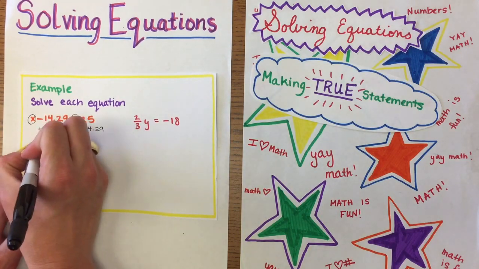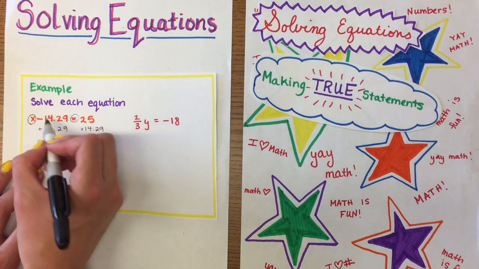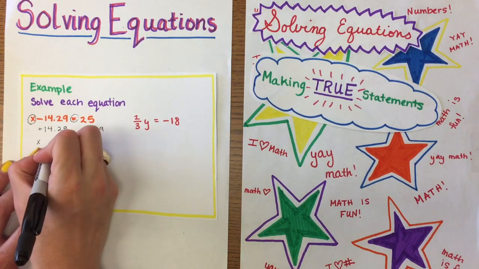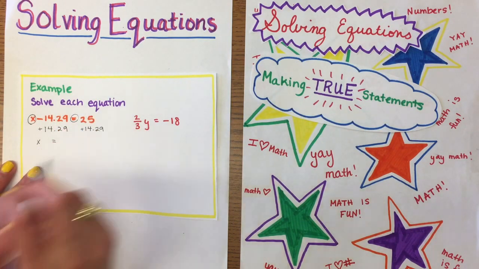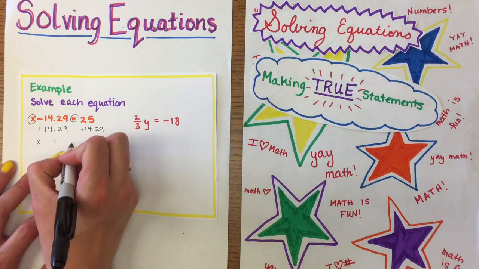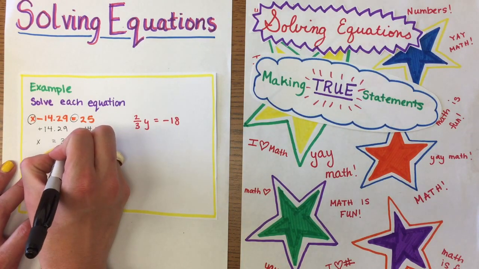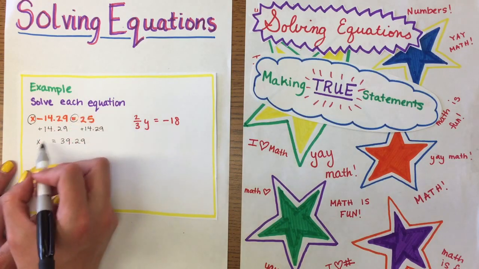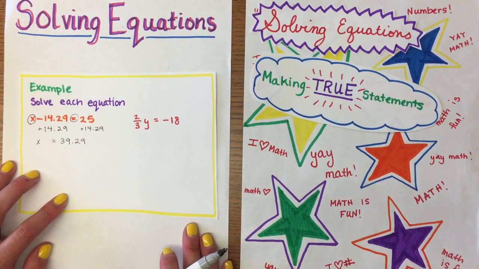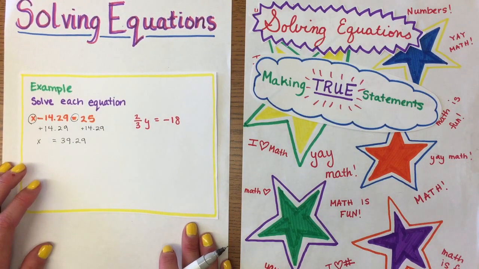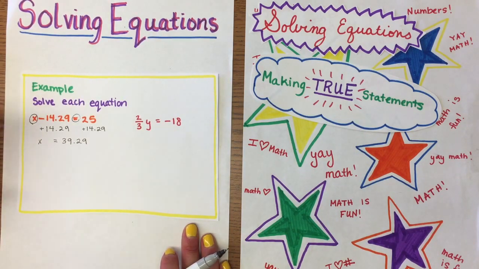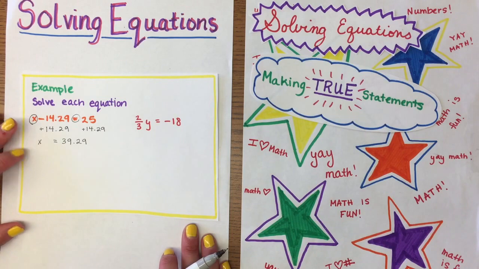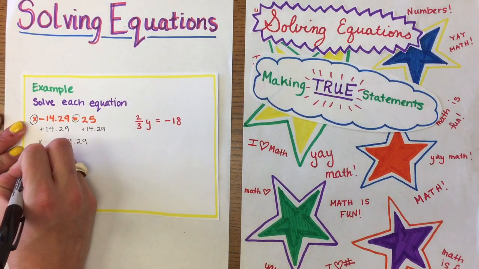This will now give me x plus 0, so I'm not going to write that because it's just x, is equal to 14.29 plus 25, which becomes 39.29. What this is saying is that if I plug in a value of 39.29 to the equation up here, I should get a true statement. And I can check that out.